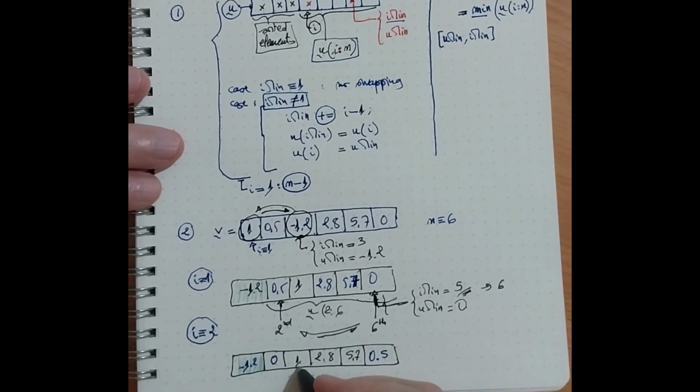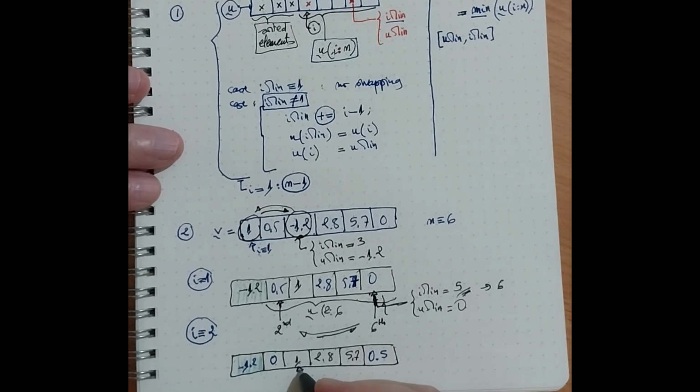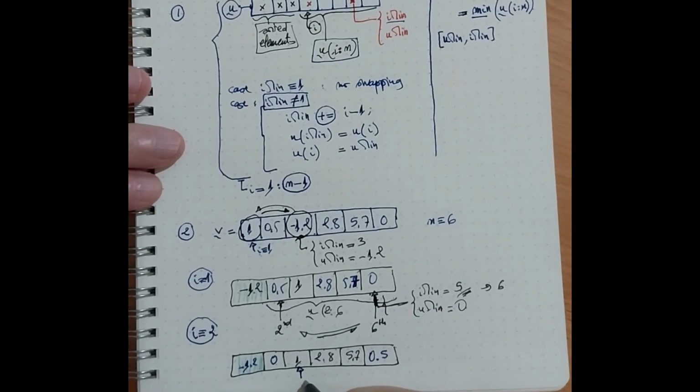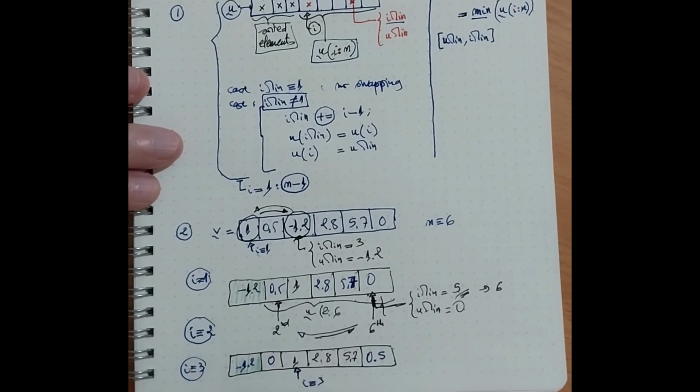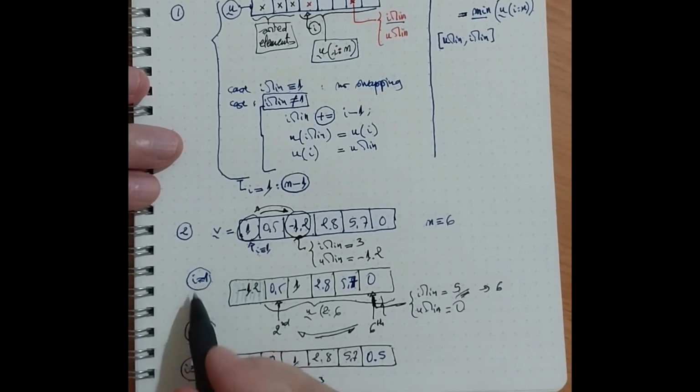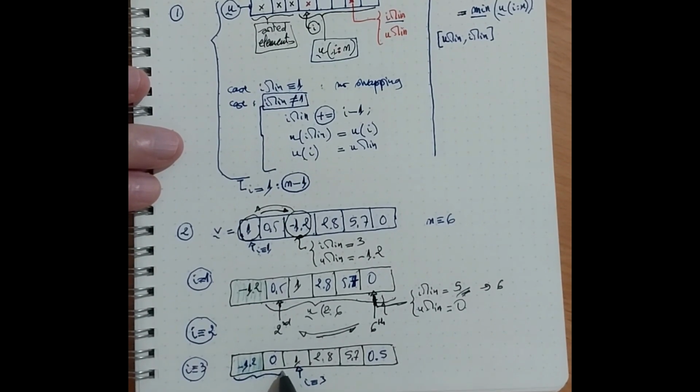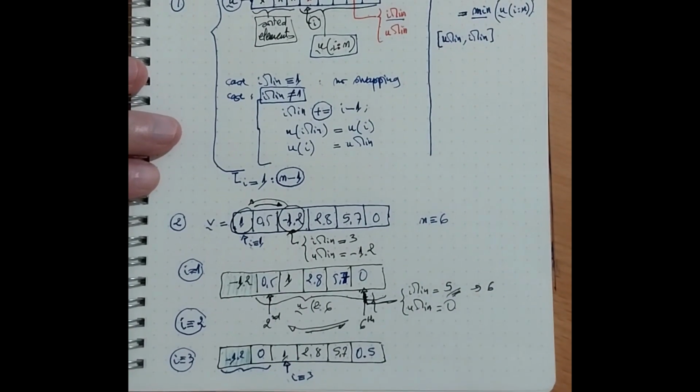And we continue, I equal 3, etc. So for I equal 1 and I equal 2, we have sorted the first 2 elements. The rest is not yet sorted. We continue till I equal 5. The algorithm is very simple.